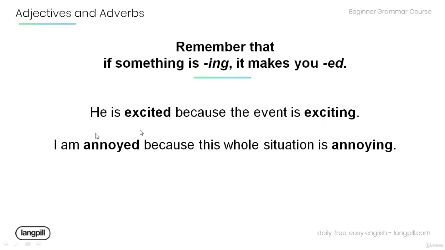And in the sentence, I am annoyed because the whole situation is annoying. Note that the adjective annoyed describes what I felt about the whole situation. And the adjective annoying describes what the whole situation is.